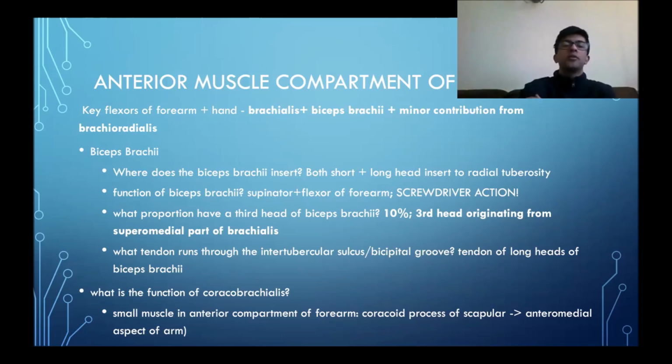So anterior compartment of the arm, you have biceps brachii. Where did the biceps brachii insert? Both of them insert into the radial tuberosity. So radial is on the lateral aspect. The function of biceps brachii: supinator and flexor of the forearm. Screwdriver action. Screwdriver action is basically hold a screwdriver, twist it like that. Twist it, twist it, twist it.